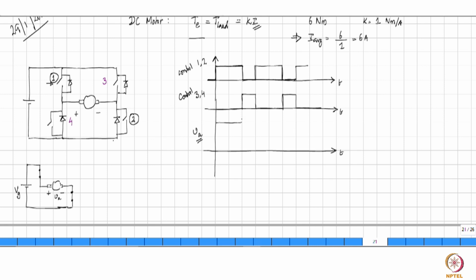So the voltage here is VG during this time. And in the next interval, what we are doing is switching off 1 and 2, and the other two switches are coming on, which means that the circuit now looks like this. You have VG, and then you have 3, you have the motor, and then 4 is on. This is VA, this is VG. Now how much is VA? Minus VG. So you now draw minus VG, and after this the switching pattern repeats.